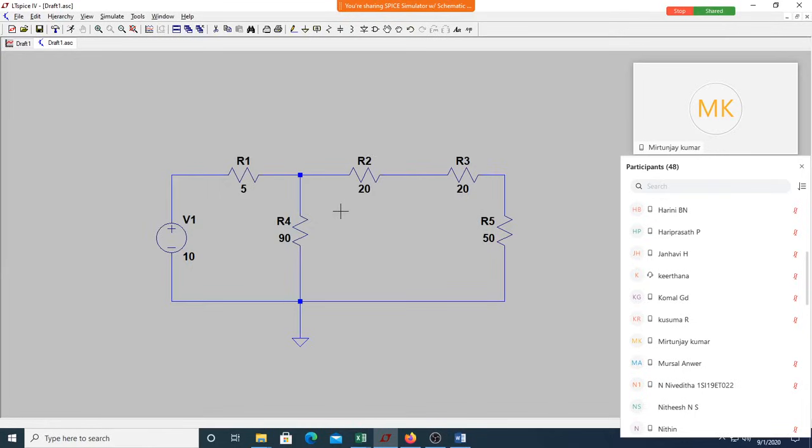Now the task is that we need to find out the current through each resistor and the voltage across each resistor. Before that, in the last class we found that the current was becoming negative, and in some cases, if you rotate the resistor, it was becoming positive. Are you aware of this, Mrutyunjay, from the last class? Yes, sir.